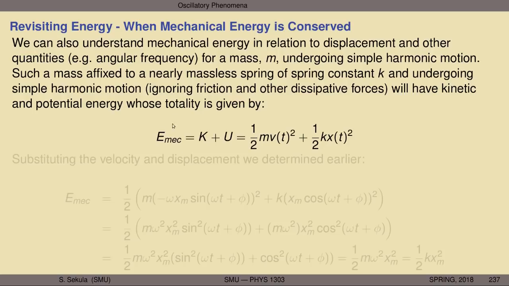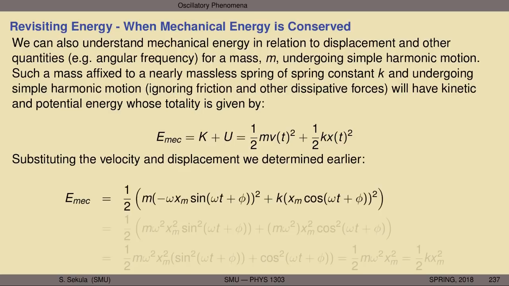So if we do that, mechanical energy is K plus U. Well, the kinetic energy at any time t is 1/2 times the mass times its velocity squared at that time t. And the potential energy at any time t is 1/2 times k times its displacement from equilibrium squared, again, at time t. Well, remember, we have equations now for the velocity of a phenomenon undergoing oscillatory motion and its displacement in terms of cosines and sines. So let's go ahead and substitute our velocity equation and our displacement equation that we have from earlier in the lecture. So the mechanical energy will be equal to K plus U, which is equal to 1/2 mv squared plus 1/2 kx squared. Plugging in for v and x, we get these relatively unpleasant looking equations.